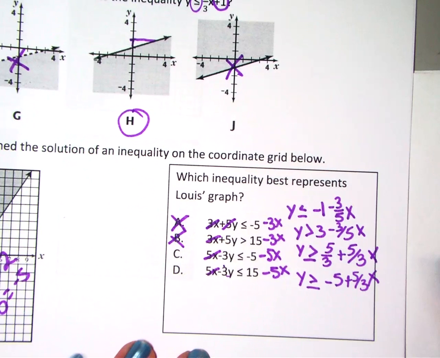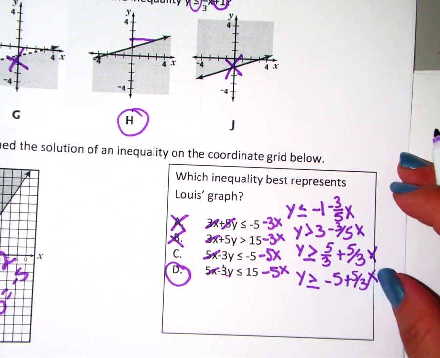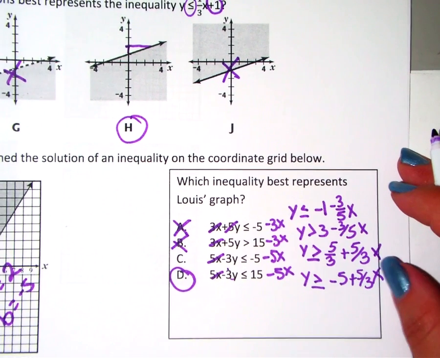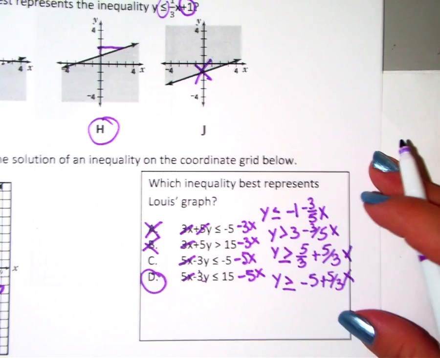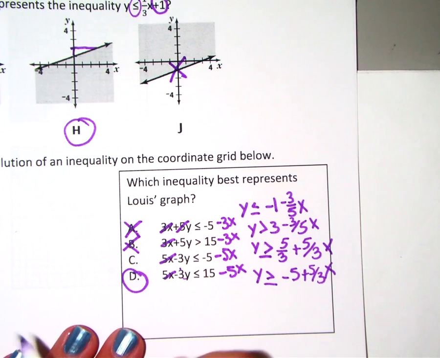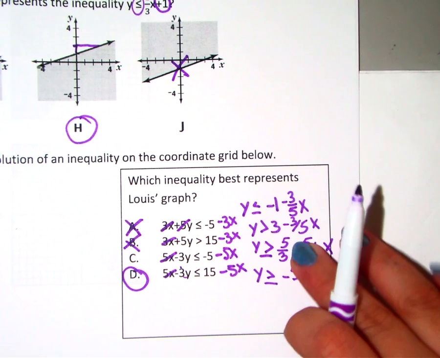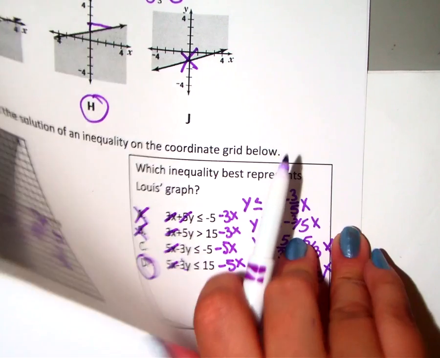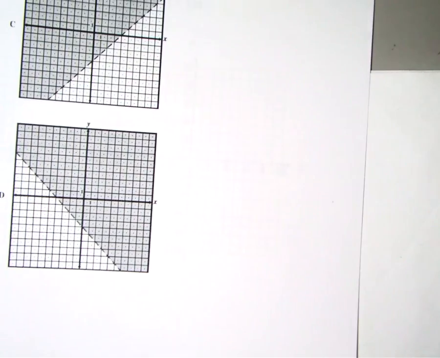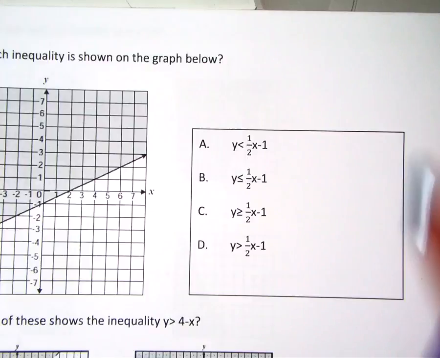So the correct answer for this problem is going to be D, because it is the closest one. And your teacher will go through the test and make sure that if there's any mistakes like this problem, it'll be announced in class, okay? We'll announce those at the beginning when we pass out the test. So let's move to number 5.